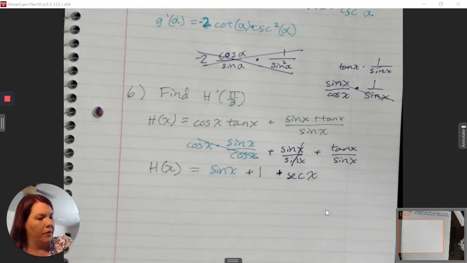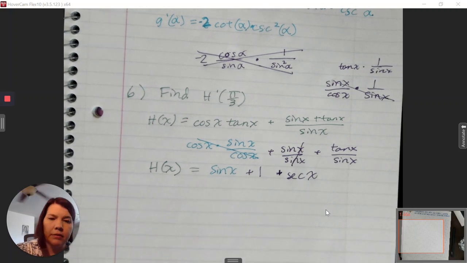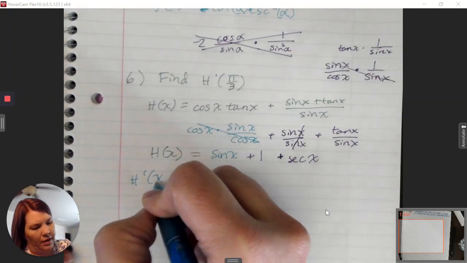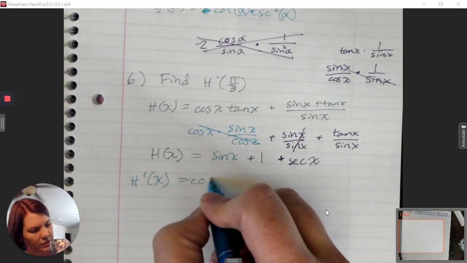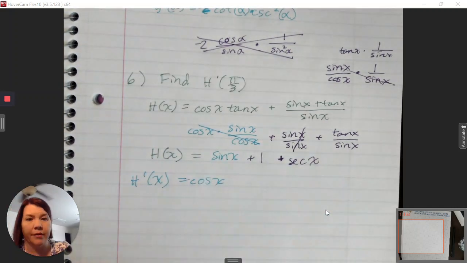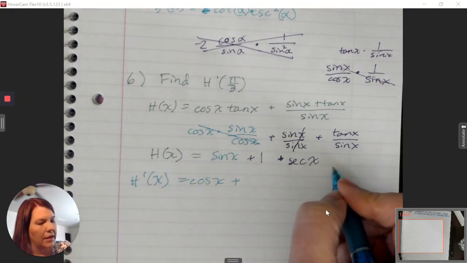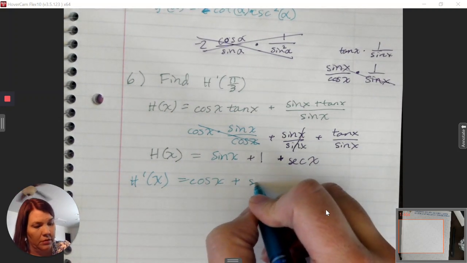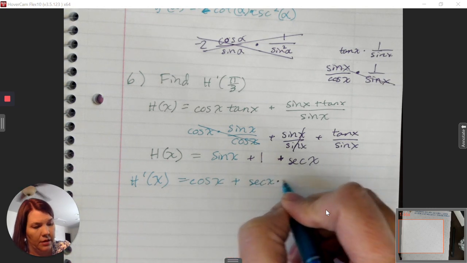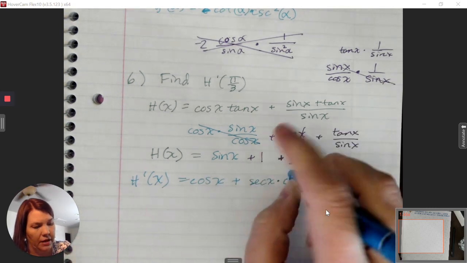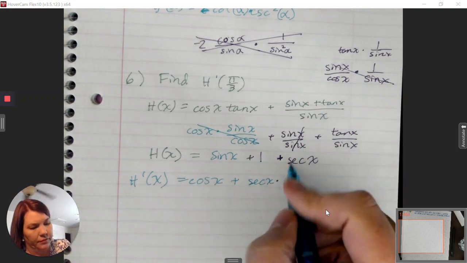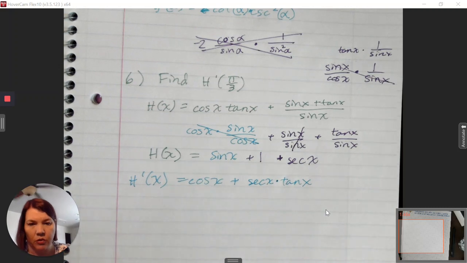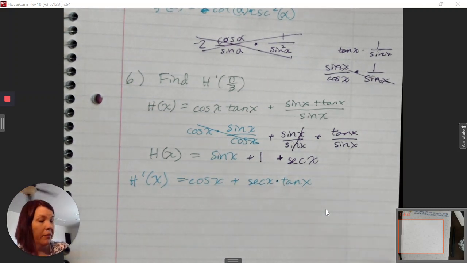All right, so there I am. It's a lovely mess. Let's take the derivative. H prime of x equals derivative of sine is cosine. Derivative of 1 is 0. Derivative of secant is, you remember? Secant x times tangent. And again, order of these, totally interchangeable. And there I am. Looks way easier.